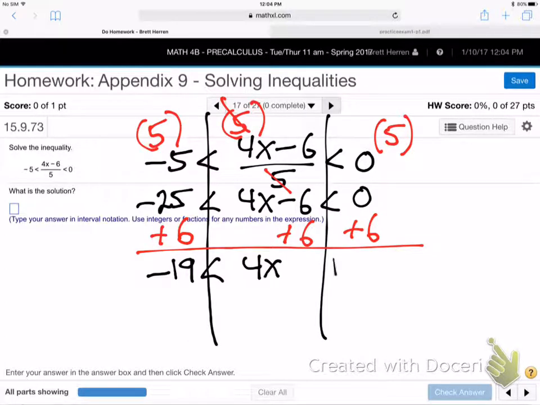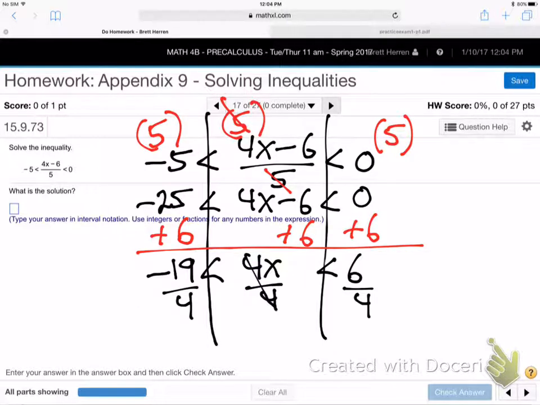4x, and 6 like that. Last step is divide by 4. And that's the answer, except we have to reduce that 6/4, don't we?